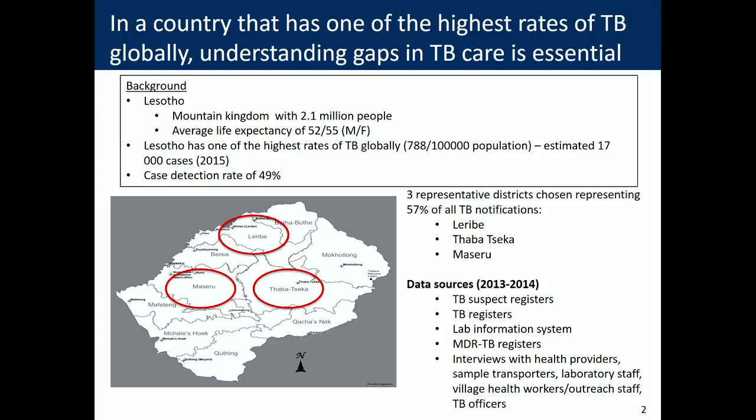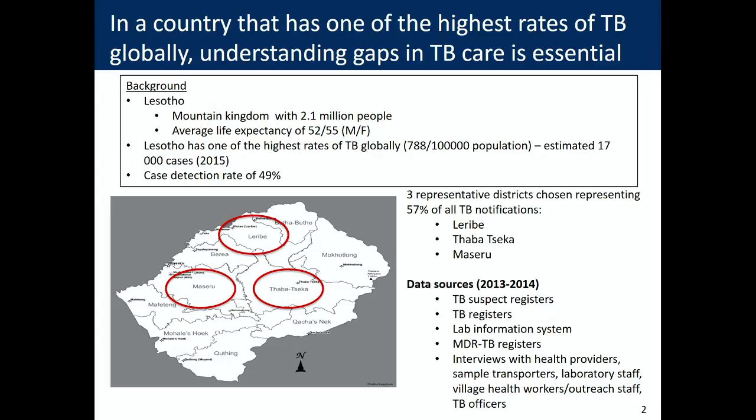Previously, in 2015, the case detection rate was 49%, and as a setup for our study, we chose 3 representative districts representing about 57% of all TB notifications. These were the districts of Leribe, Maseru, and Thaba-Tseka, and they all have varying contexts. One is quite urban, one is peri-urban, and the other is much more rural, in the mountain areas.